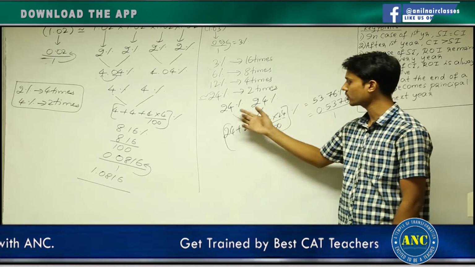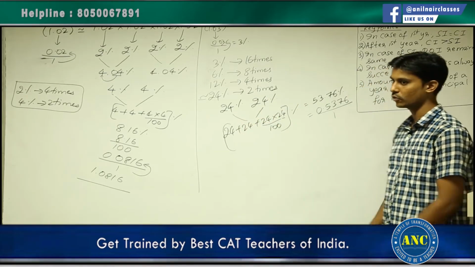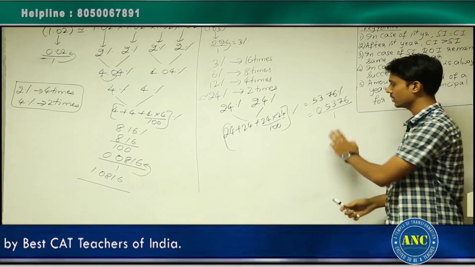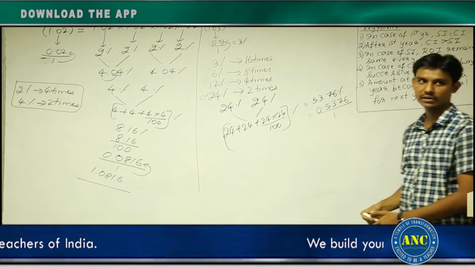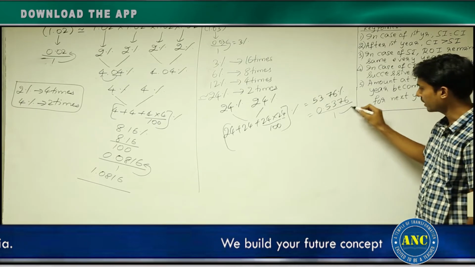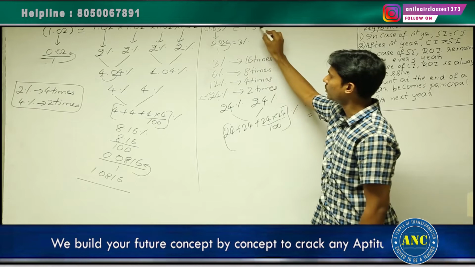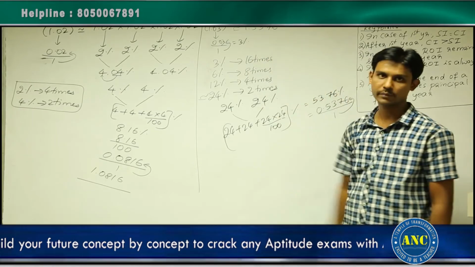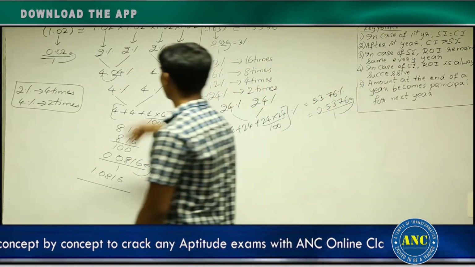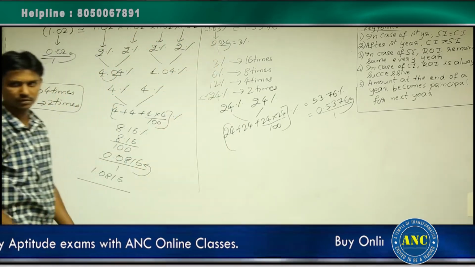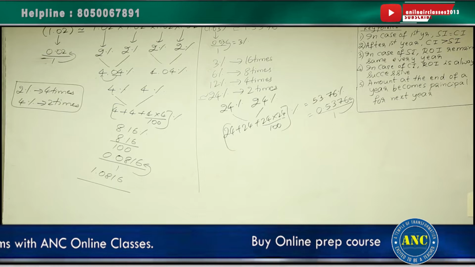So when you do successive percentage, 24 plus 24 plus 24 into 24 by 100% gives 53.76%. Or it is 0.5376 by 1. Upon 1, there is an increase of 0.5376. Your answer is approximately 1.5376. So whatever the power might be, lowest or highest, use this successive percentage logic, it will be very simple.